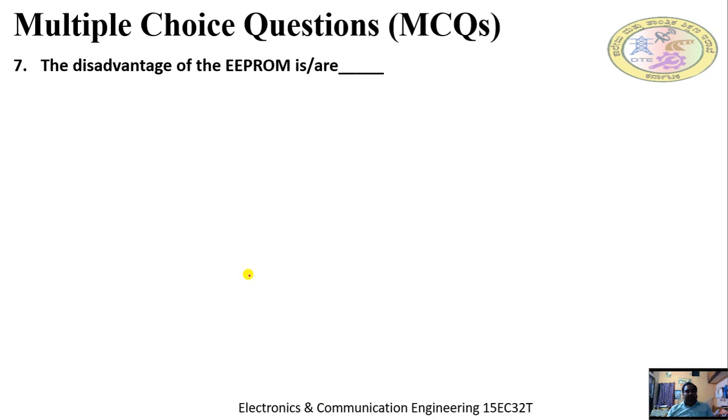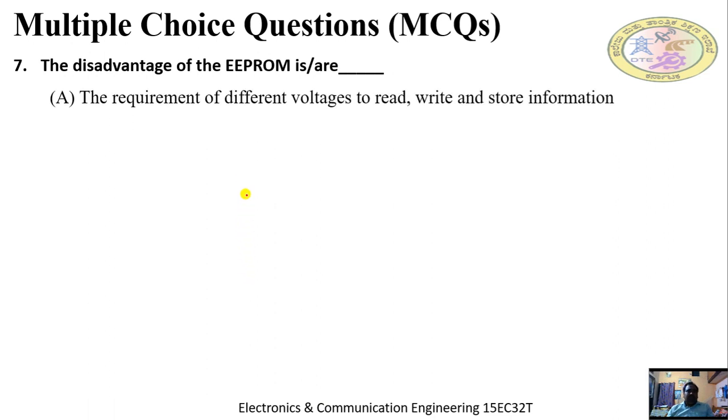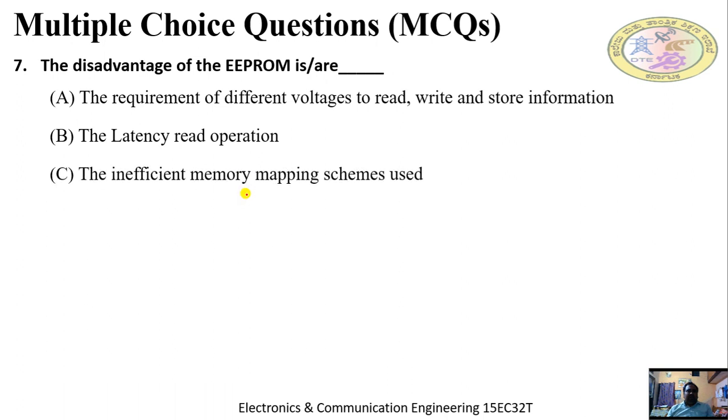Seventh one, the disadvantage of E square PROM or EEPROM is: first, the requirement of different voltages to read, write and store information; second, the latency of read operation; third, the inefficient memory mapping schemes; fourth, all of the mentioned. The answer would be option A, the requirement of different voltages to read, write and store information. This is the major disadvantage of E square PROM.